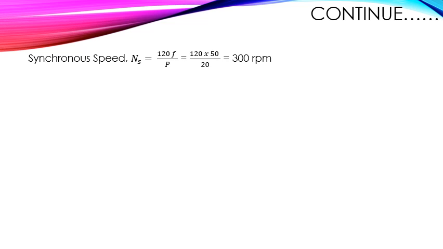For the synchronous speed, we know the equation: Ns is equal to 120 f by P. So put the values of f and P, and the synchronous speed is 300 rpm. Then the full load slip is calculated by the ratio of (Ns minus Nf) to Ns. Ns is the synchronous speed, so put it as 300 rpm. The full load speed is given as 292.5, so take the ratio. Then the full load slip is 0.025.